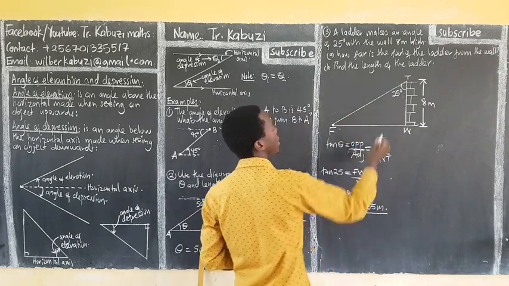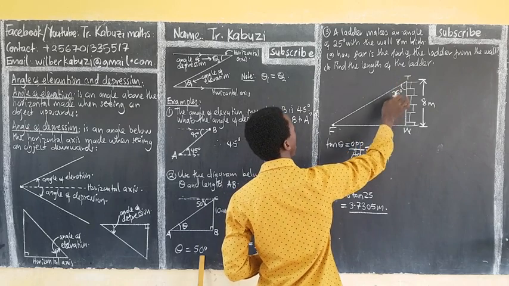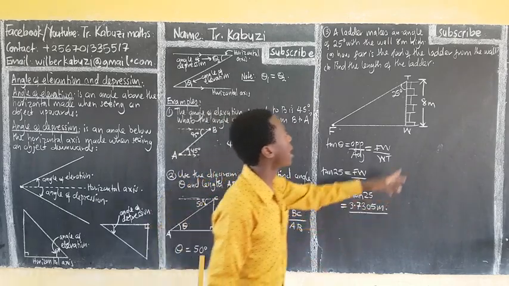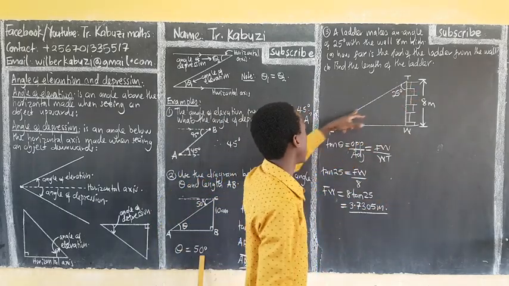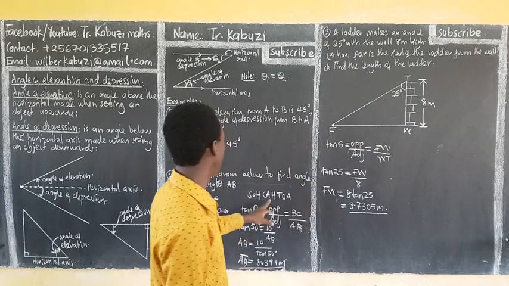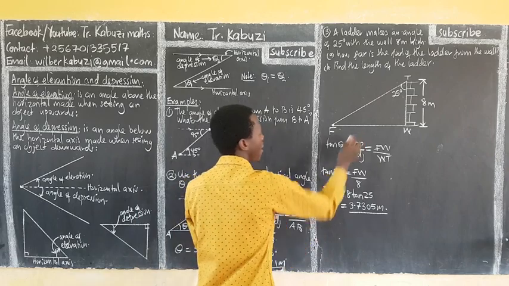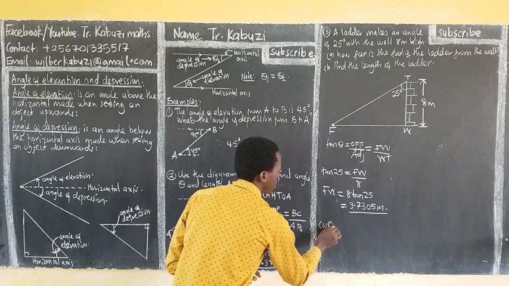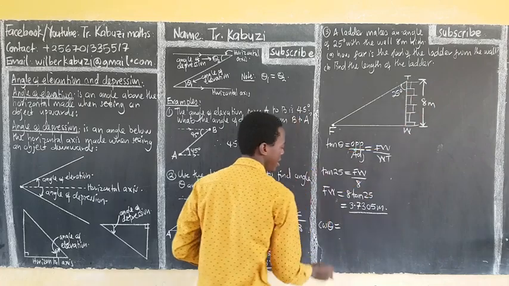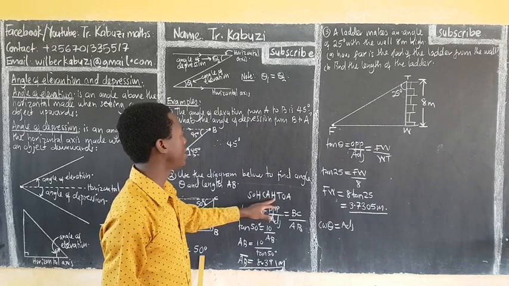So what do we have? We have this angle, we need this, we have this side. So we are going to use cos. We have the adjacent, we need the hypotenuse, and we have the angle. So from there, using SOH CAH TOA, cos theta is given by adjacent over hypotenuse.